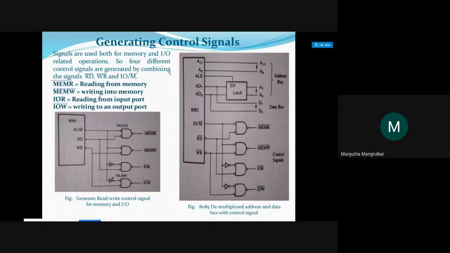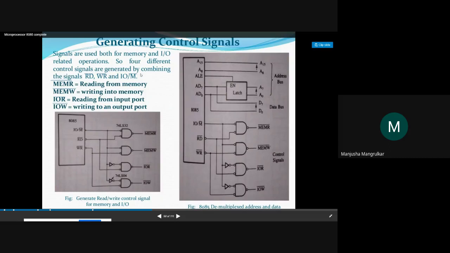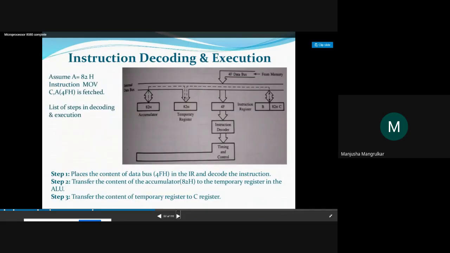Generating the control signals. These are also external control signals. The signals are used for both memory and input output device operations. The four different control signals are generated by combining the signals WR bar, RD bar and IO/M bar, right? MEMR bar means reading from the memory, MEMW bar is writing into the memory, IOR bar is reading from the input devices, and IOW bar is writing into the input devices. With these three signals, we generate the four signals. So this is the address latch enable, A0 to A7 and D0 to D7, and IO/M bar, RD bar and WR bar generate the four control signals that indicate what kind of operation is being performed, right?